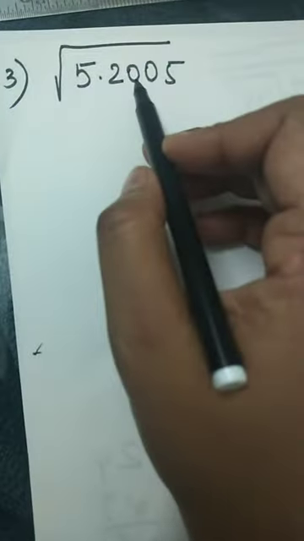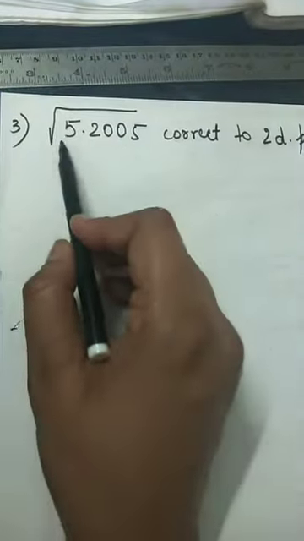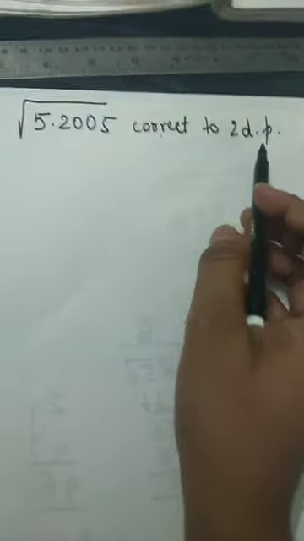Our next question says to find the square root of this number correct to 2 decimal places. We have to find the square root of this number correct to 2 decimal places. Now let's start.